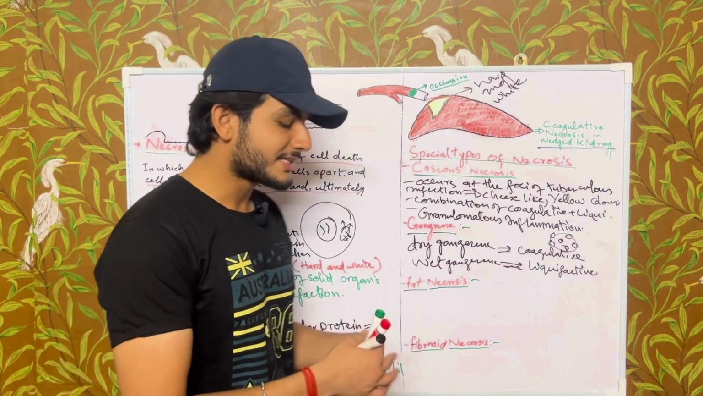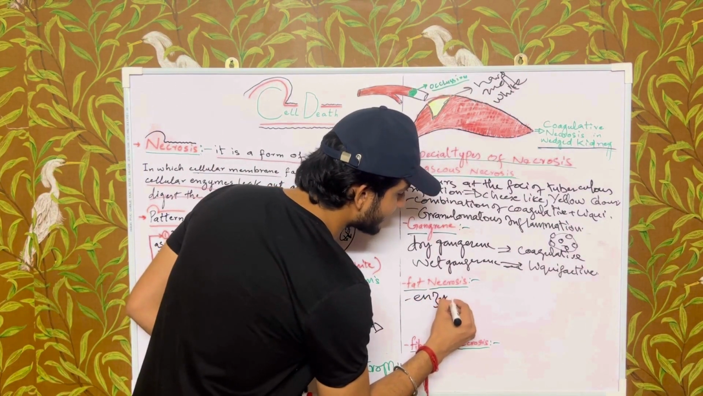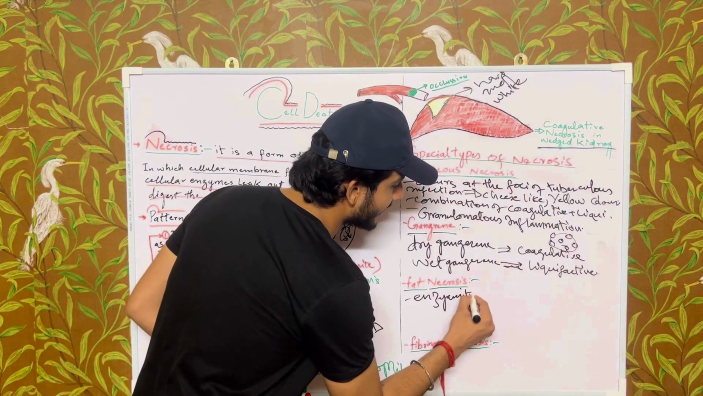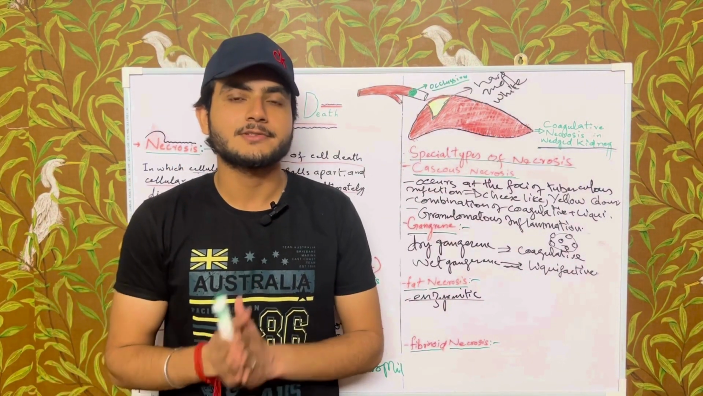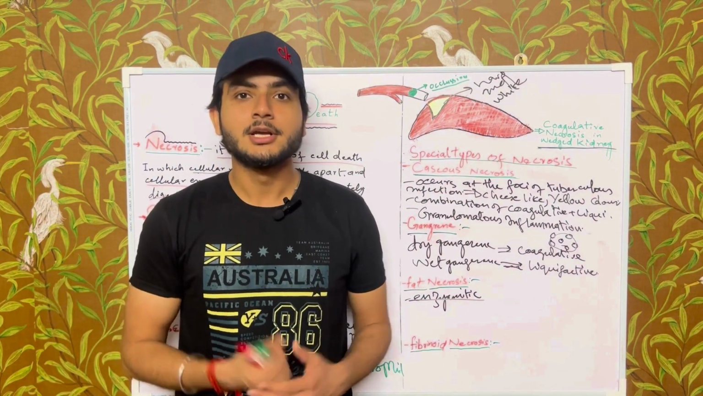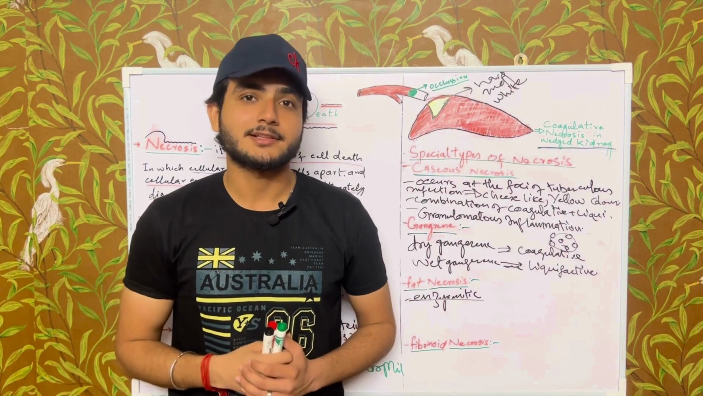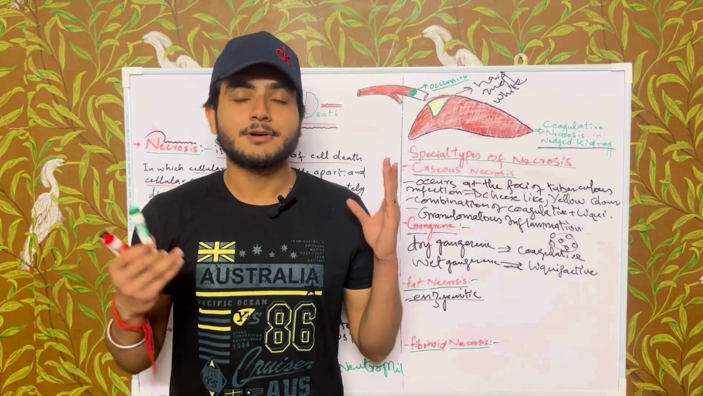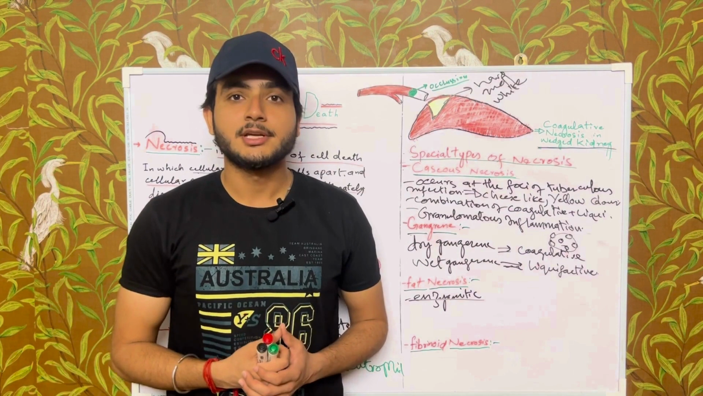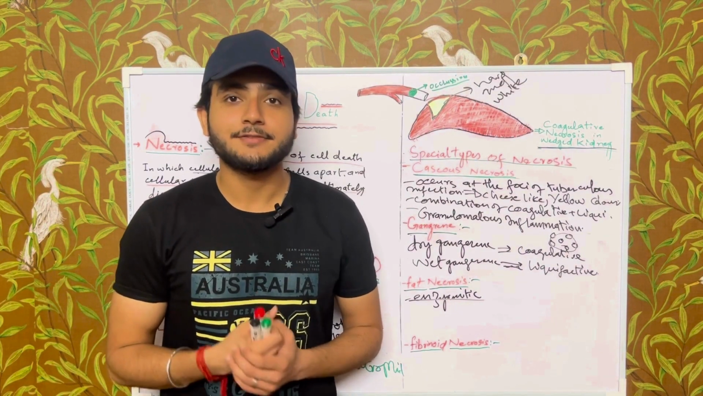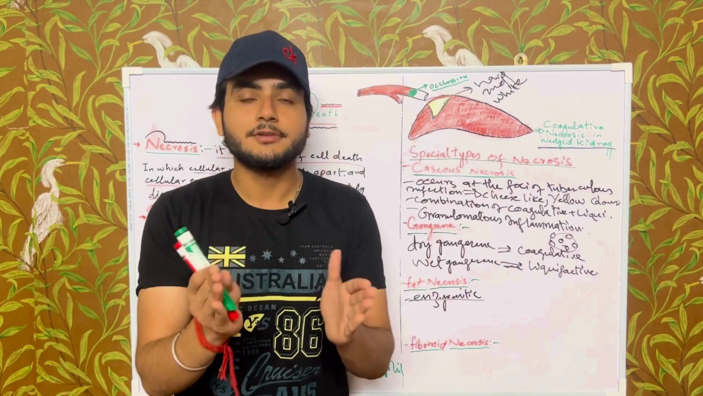Now let's talk about the enzymatic type in much more detail. The best example of enzymatic fat necrosis is acute pancreatitis. In acute pancreatitis, there will be inflammation of the pancreas. Due to the inflammation, there will be the release of certain enzymes by pancreatic cells. One of those enzymes is lipase. This lipase digests lipids, therefore causing the release of fatty acids. These fatty acids then combine with calcium, causing the formation of a chalky white appearance.